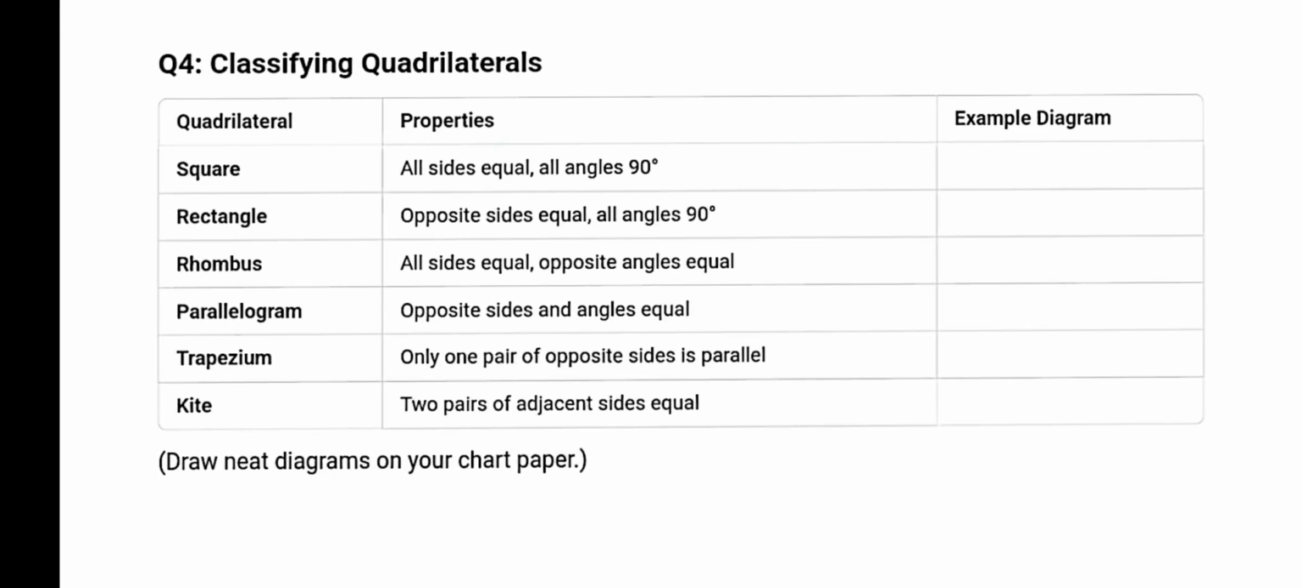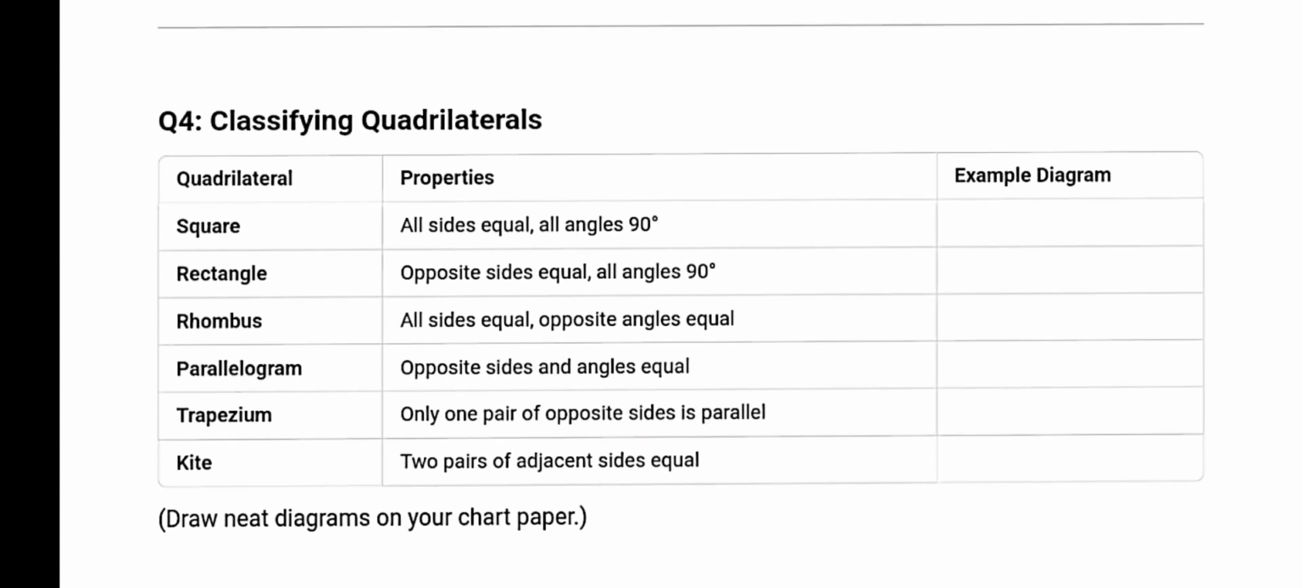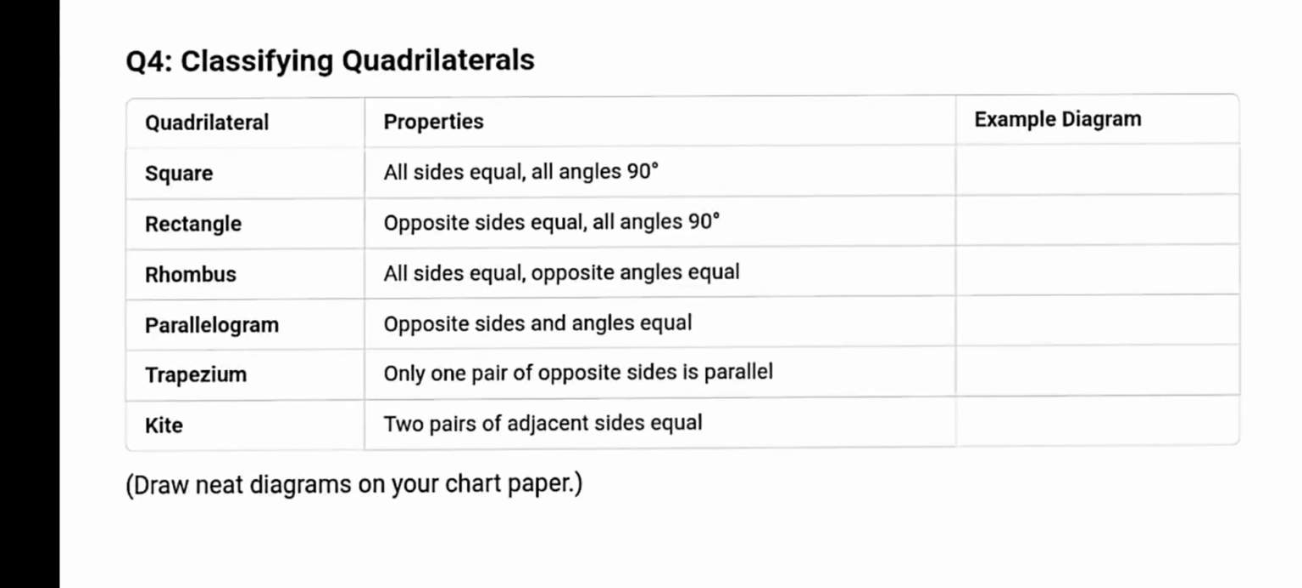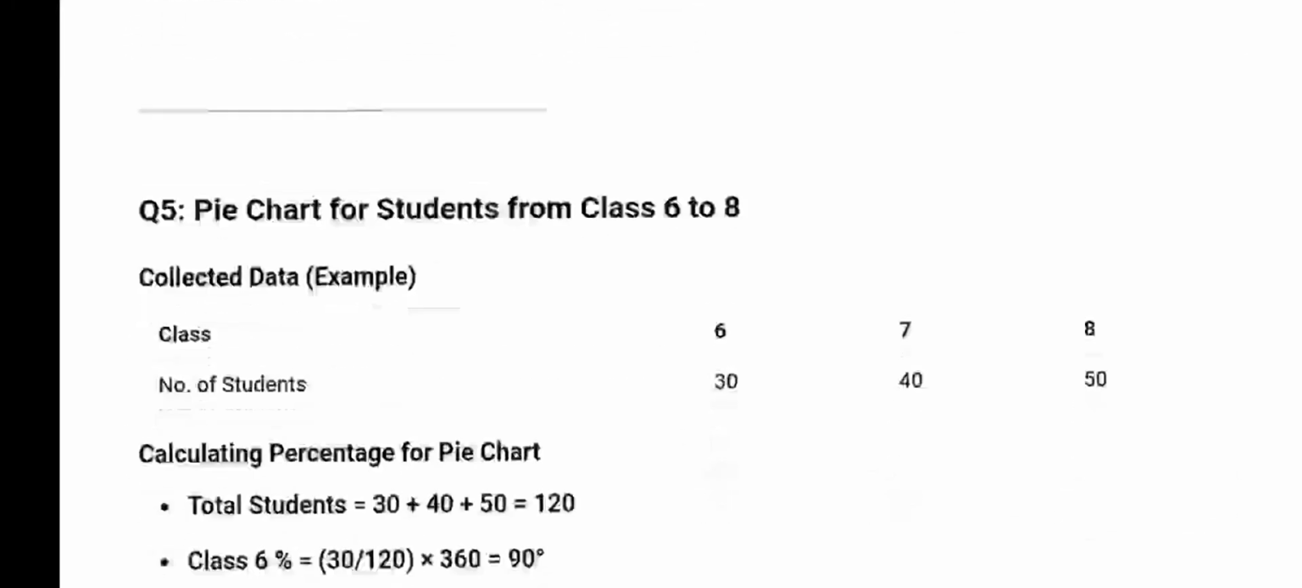Q4. Classifying quadrilaterals. Share quadrilateral properties. Example diagram. Square: all sides equal, all angles 90 degrees. Rectangle: opposite sides equal, all angles 90 degrees. Rhombus: all sides equal, opposite angles equal. Parallelogram: opposite sides and angles equal. Trapezium: only one pair of opposite sides is parallel. Kite: two pairs of adjacent sides equal.